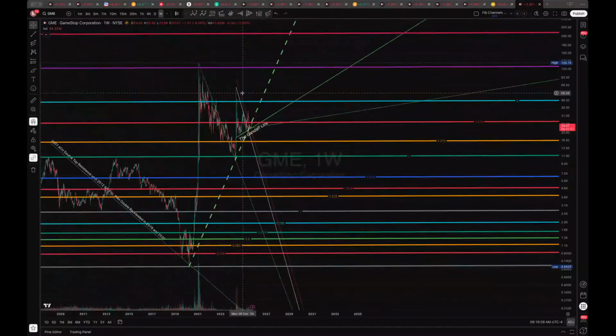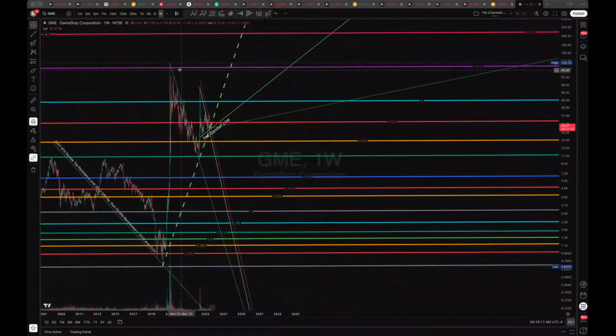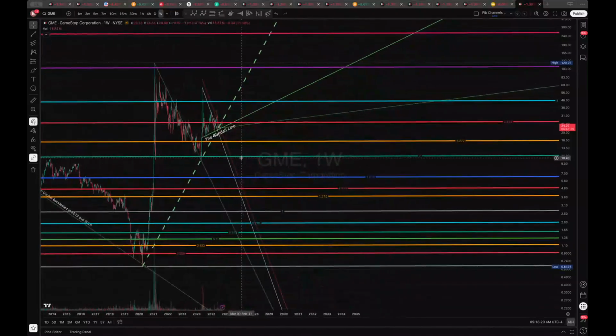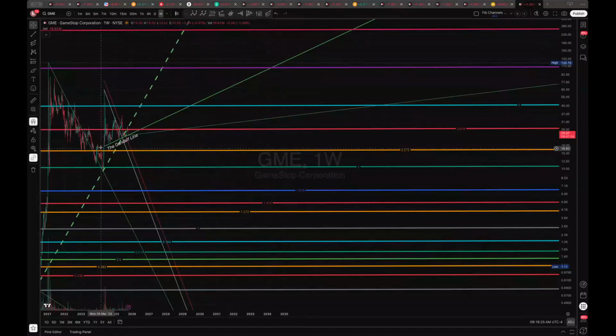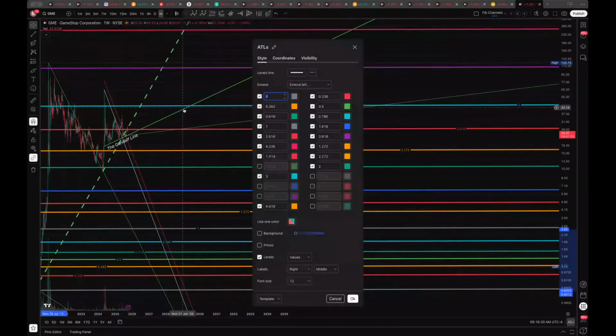I have to scroll so far to the right. It's actually the 3.618. Hits the 3.618 fib, comes back and tests the 2 Fibonacci level, and then I may actually want to put additional lines. Yeah, the 3.414 was another one of these resistance levels in here.